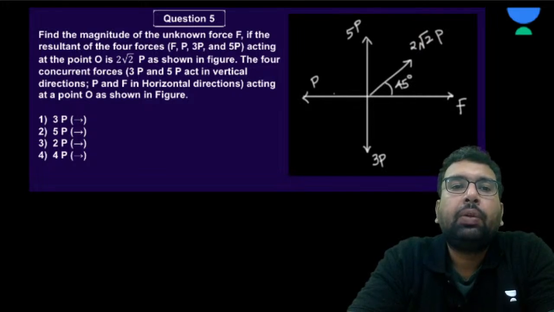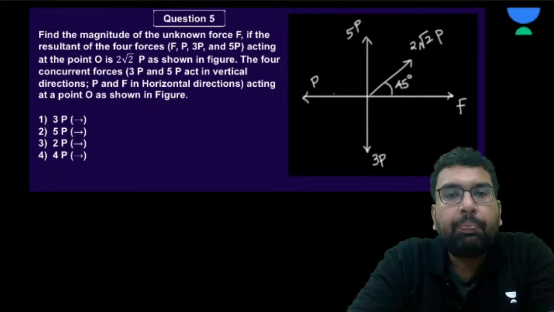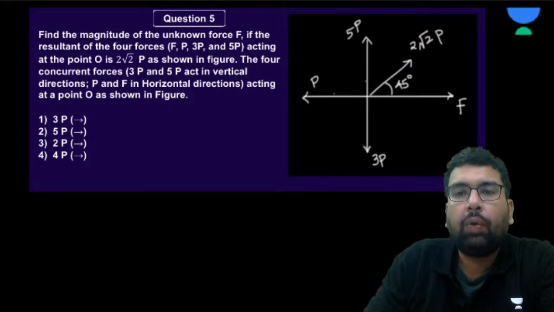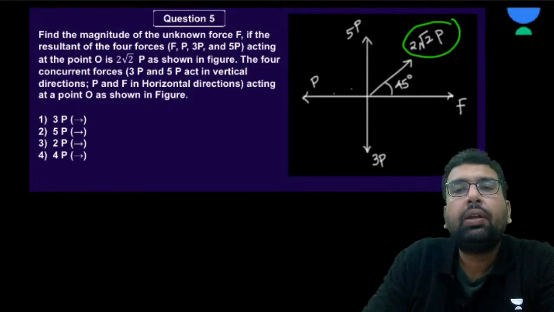Find the magnitude of the unknown force F if the resultant of the four forces, that is Fp, 3p, and 5p, acting at a point O is 2 root 2p as shown in the figure. The four concurrent forces 3p and 5p act in the vertical direction. P and F are in the horizontal direction acting at point O. Now please observe. So this is the resultant of all these four forces and F is unknown. So we want to have the F in terms of P.